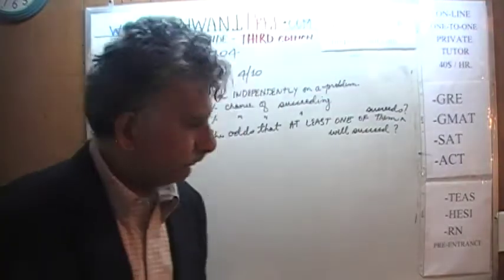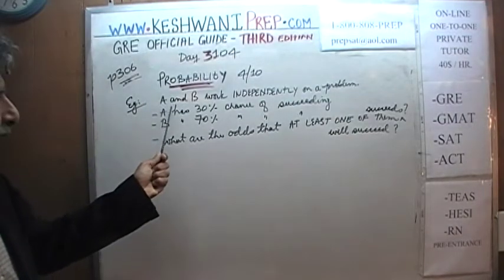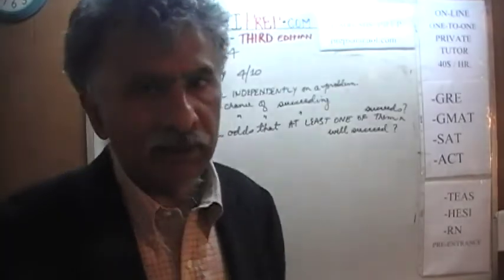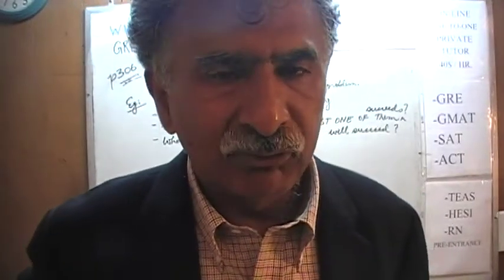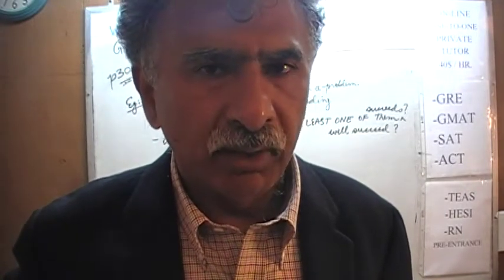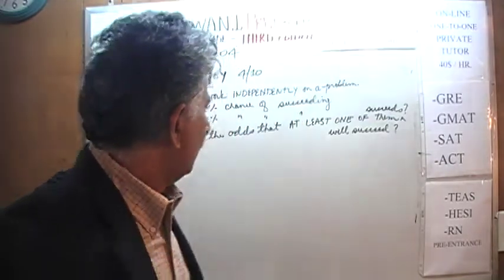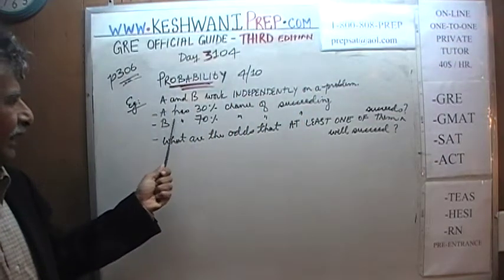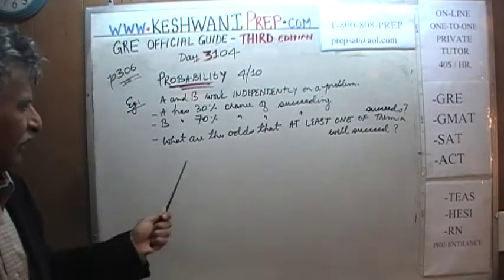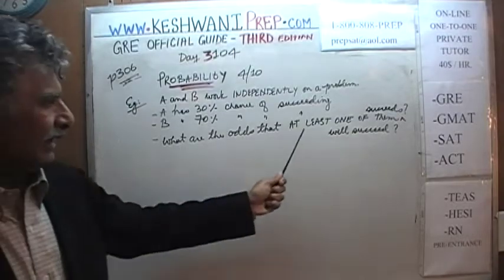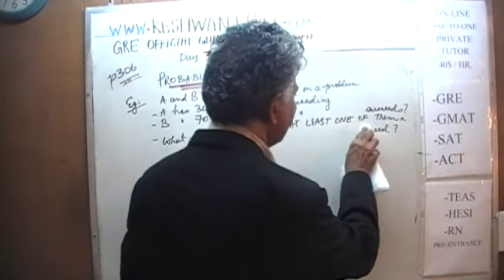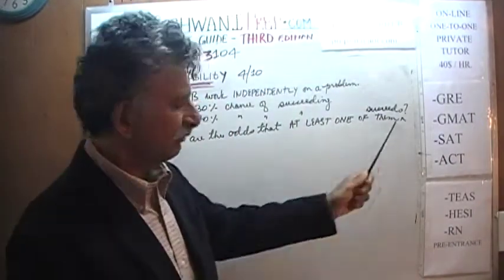Here's what the problem says. Two people, A and B, are working independently on a problem. It's important to understand that they are working independently. In other words, the odds of A succeeding or not succeeding has no bearing on whether or not B succeeds, and vice versa. We are told that A has a 30% chance of succeeding, and B has a 70% chance of succeeding. The question simply is, what are the odds that at least one of them succeeds?